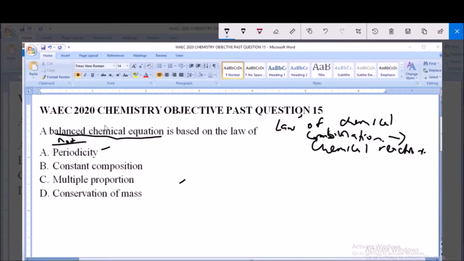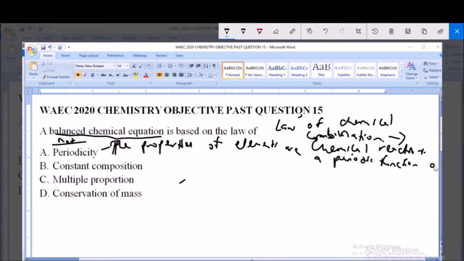The law of periodicity states that the properties of elements are a periodic function of their atomic numbers.